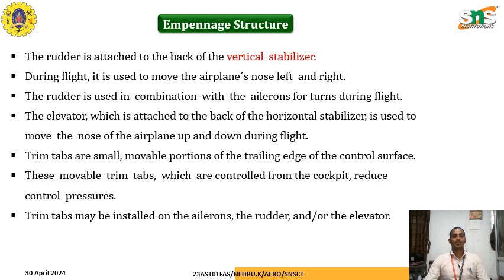Coming to the empennage structure, the rudder is attached to the back of the vertical stabilizer. During flight, it is used to move the airplane nose left or right, and the rudder is used in combination with the ailerons for turns during flight.